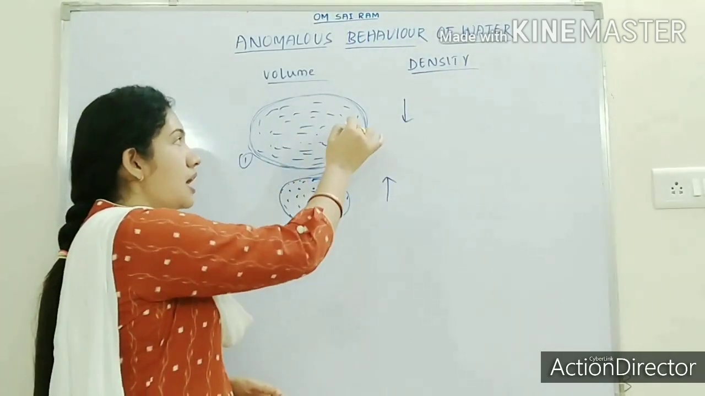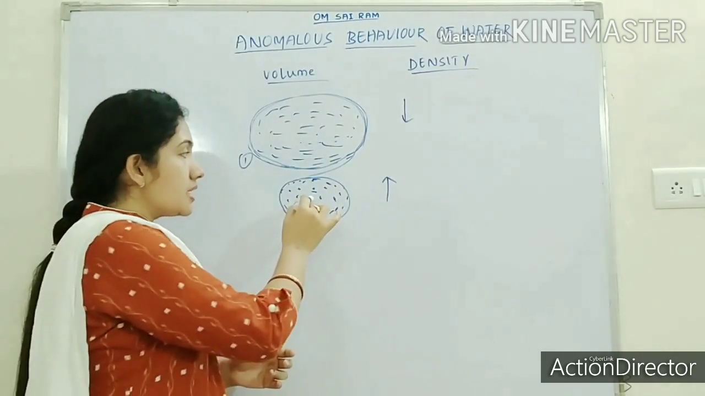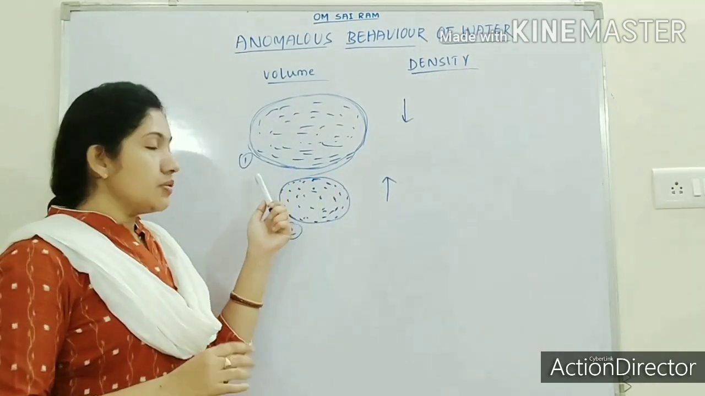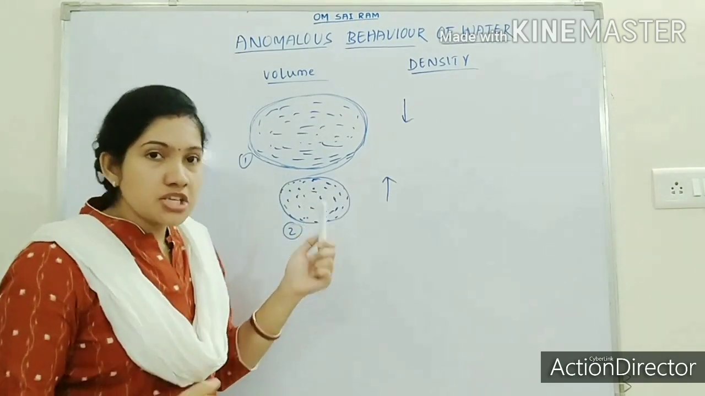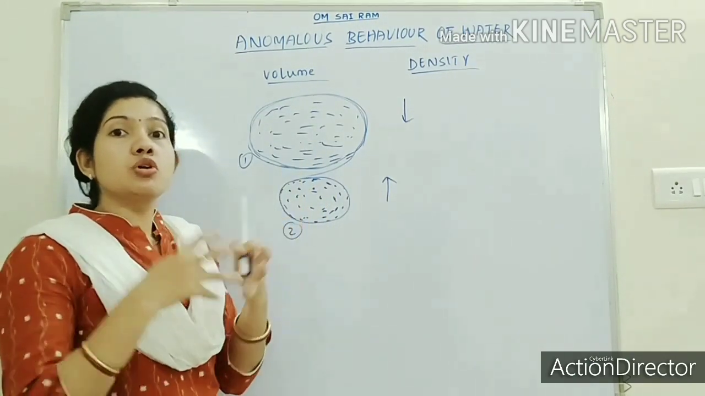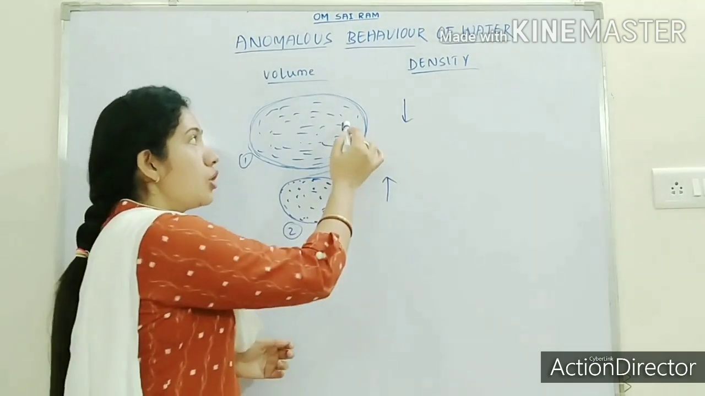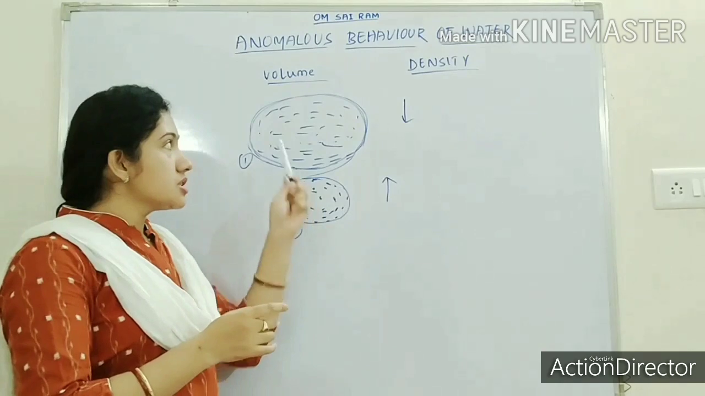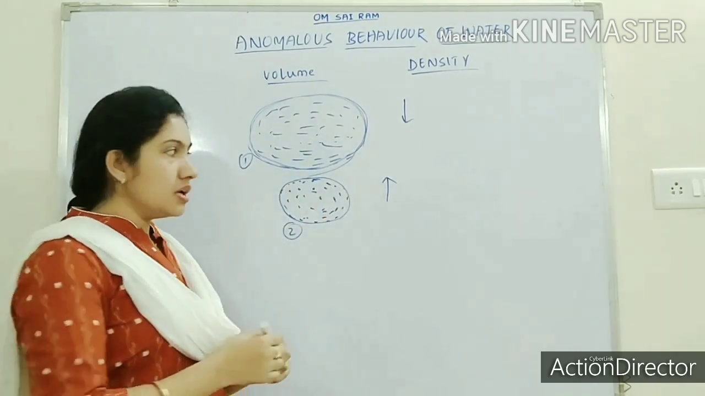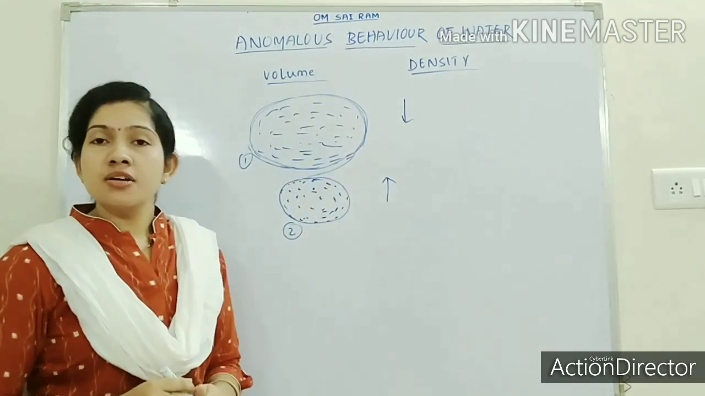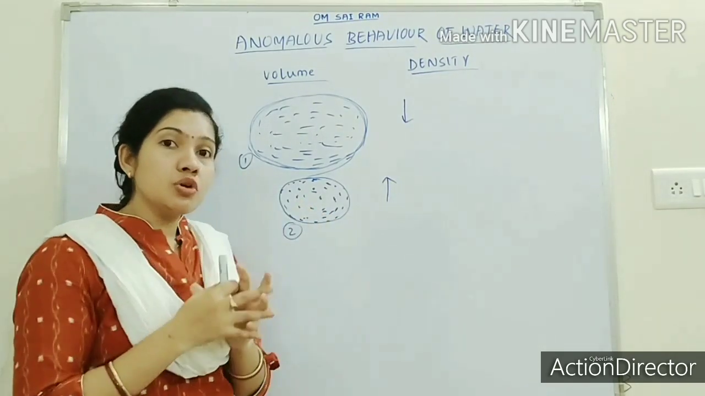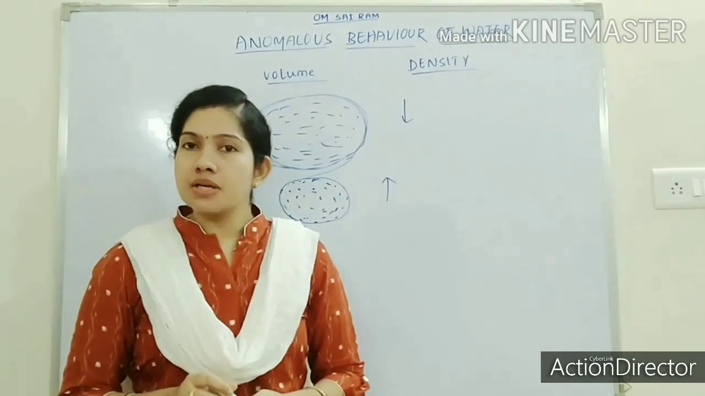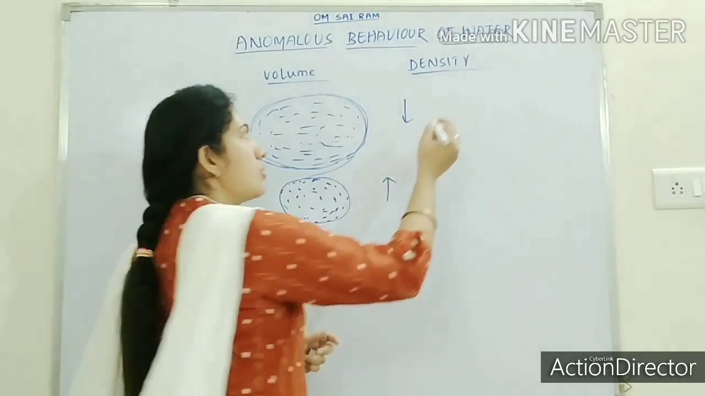Here the particles are not so close to each other, but here when we solidify it, as we reduce the temperature, the particles will come closer to each other. So when it is in its liquid form, its density will be low because the particles are apart from each other, and when we solidify it, the particles will come closer to each other and its density will be more. The general definition of density is mass per unit volume.